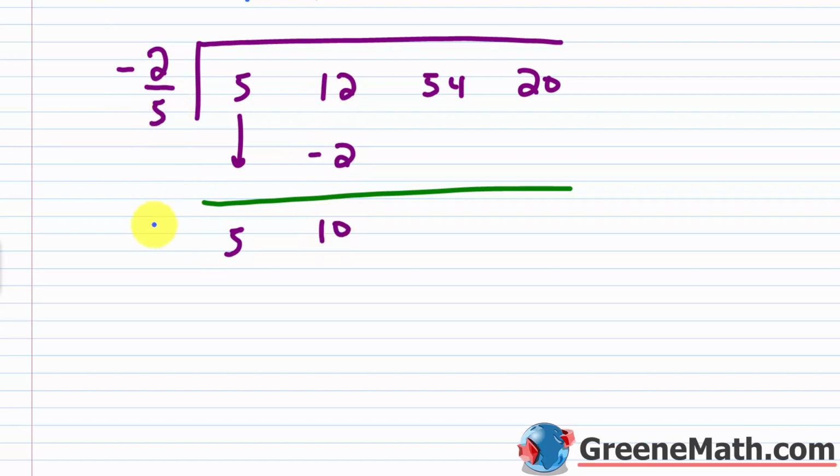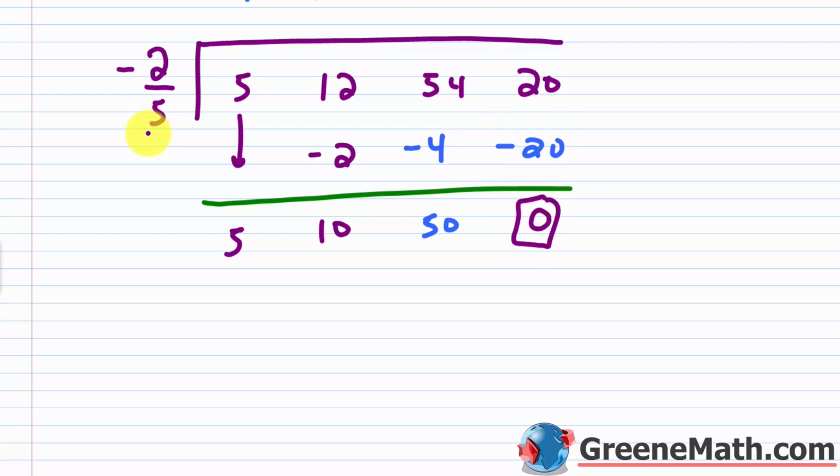Okay, so now -2/5 times 10. You think about 5 and 10. The 10 would cancel with the 5 and give you 2. 2 times -2 is -4. So 54 plus -4 is 50. 50 times -2/5, again, 50 divided by 5 is 10. 10 times -2 is -20. Aha, we found it. 20 plus -20 is 0. Okay, so we know that -2/5 is a 0.